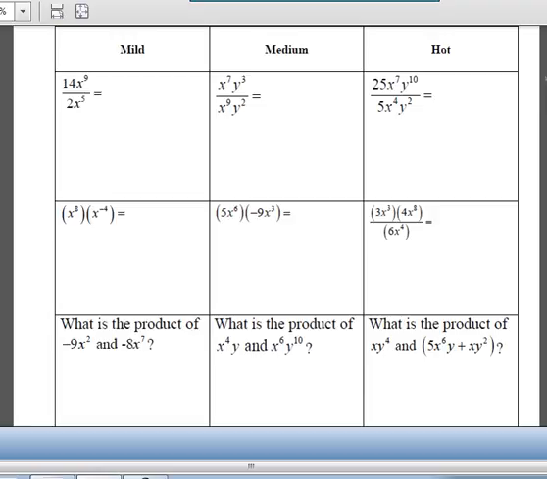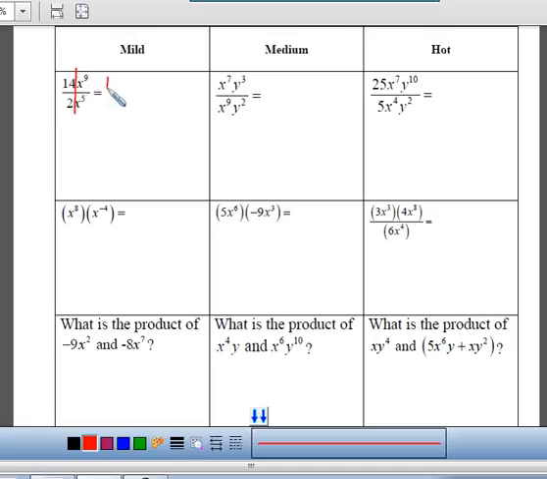Okay, so the first problem, 14x to the 9th over 2x to the 5th. When you have something like this, I like to pull these apart and turn them into their own fractions or situations that go together. The coefficients 14 and 2 become 14 over 2 times x to the 9th over x to the 5th.